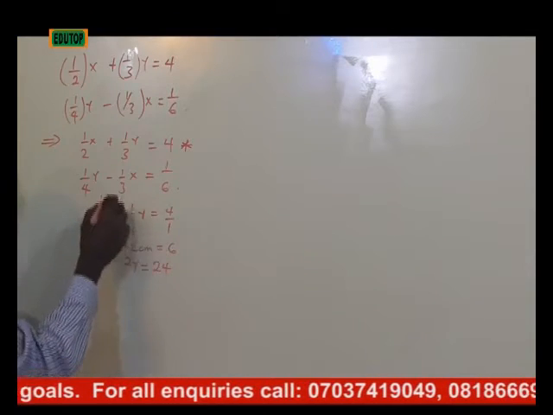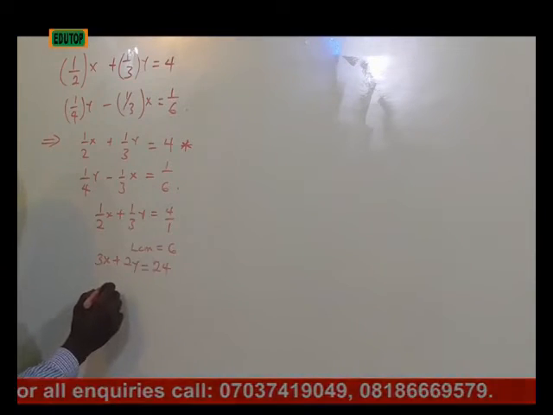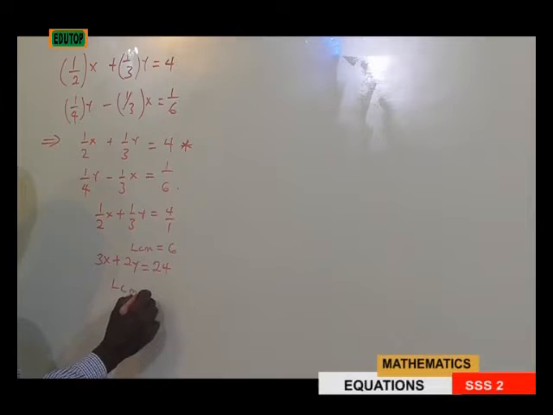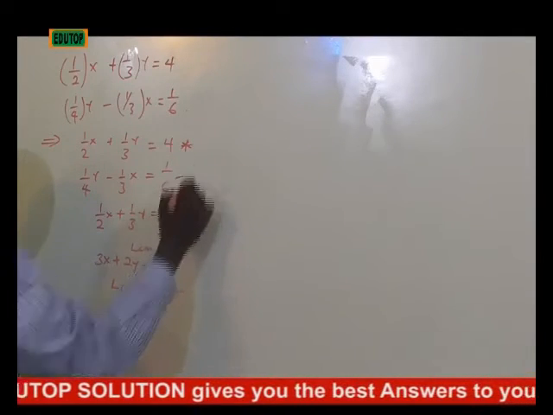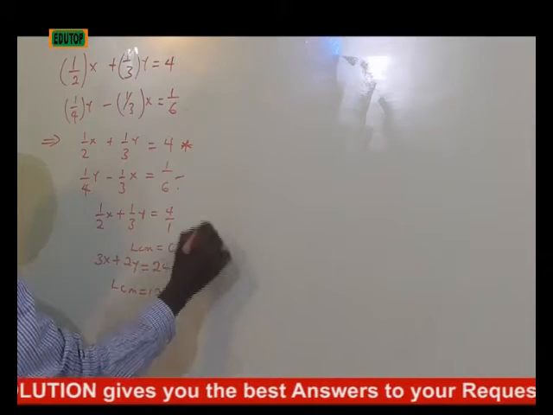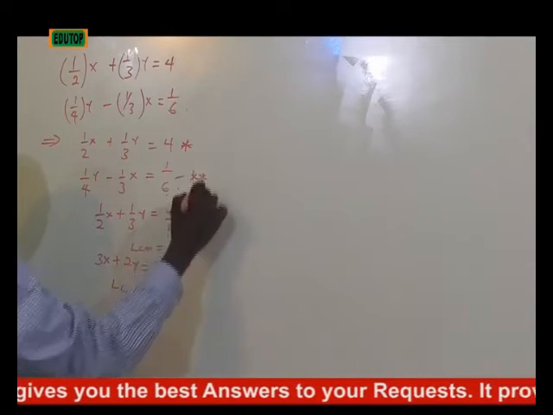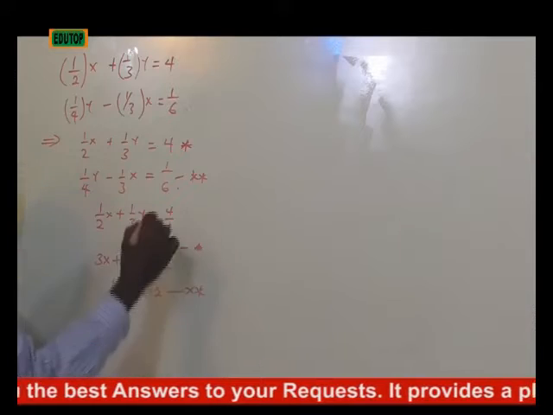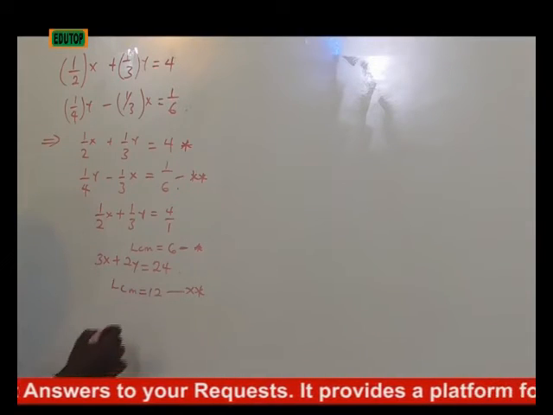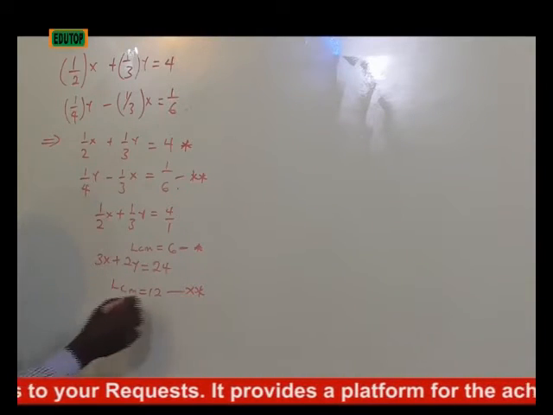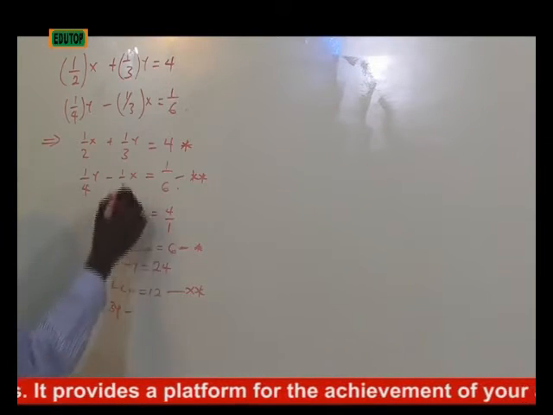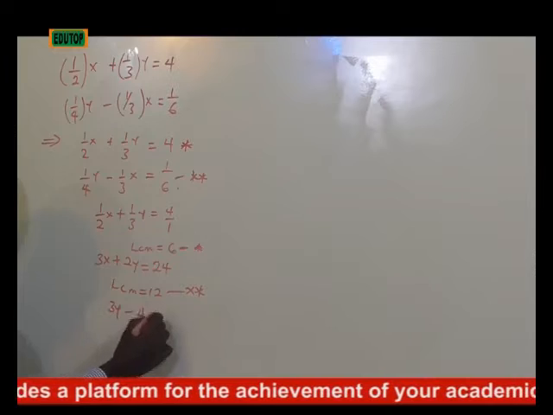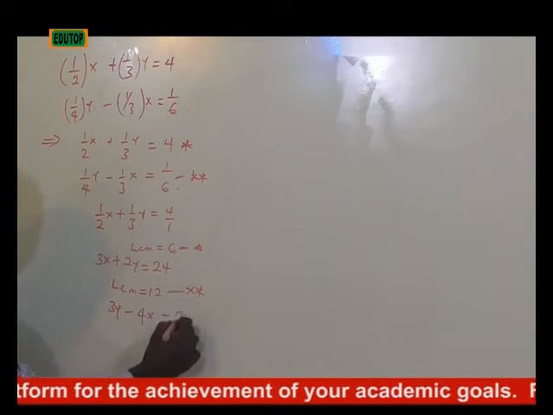Then the second case, the LCM is equal to 12. This is star star. This is star star star. So star star star. The LCM is 12. Then if we multiply this by the LCM 12, we have 3y. Minus this multiplied by this, we have minus 4x. This multiplied by this, we have 2.